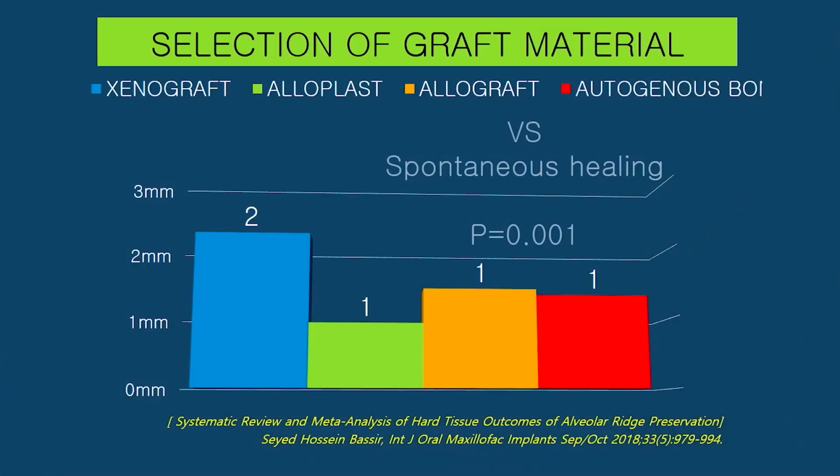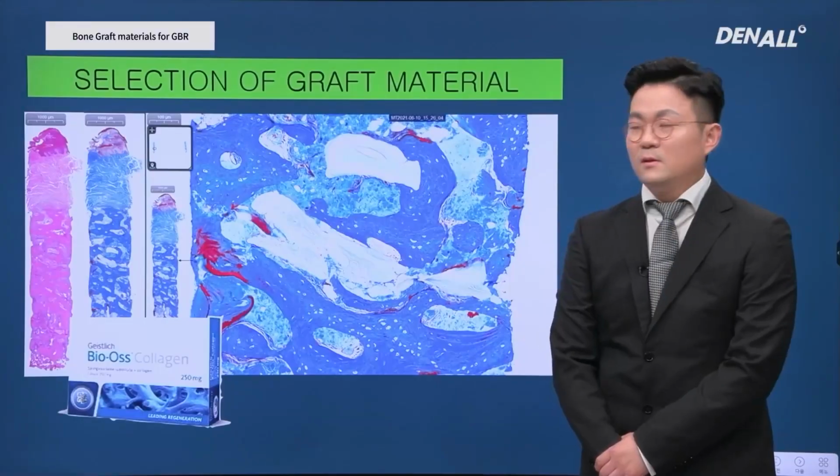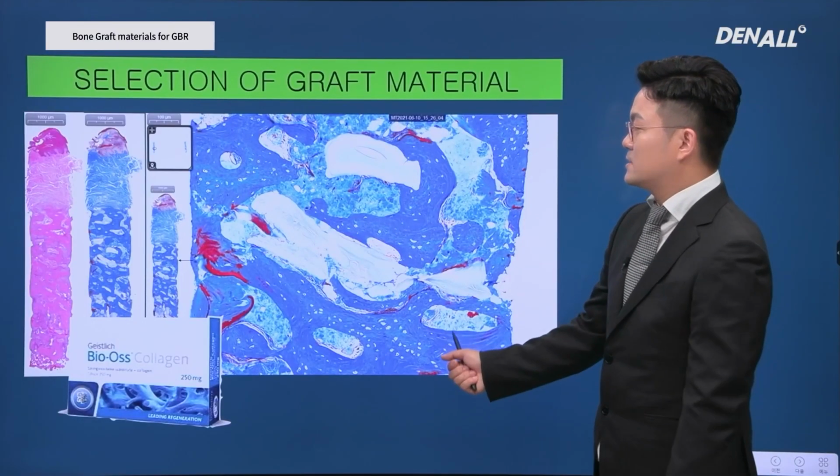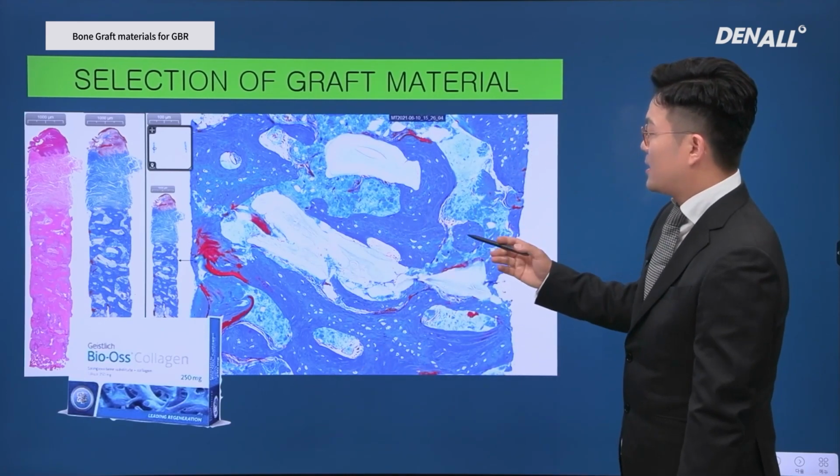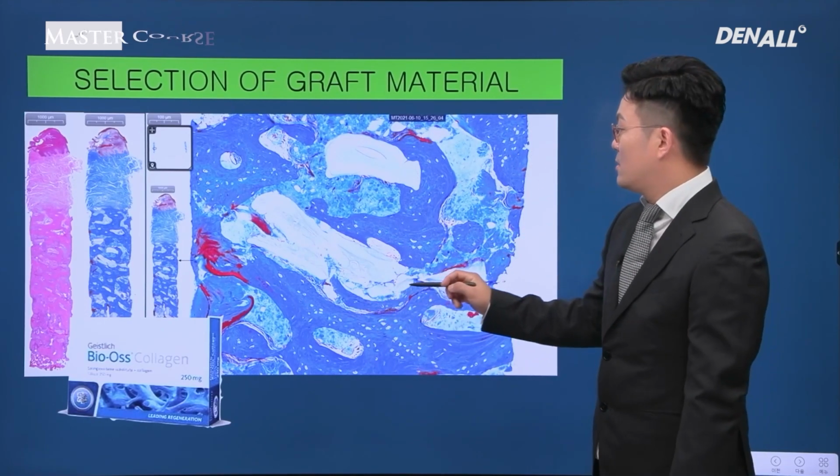The conclusion is xenograft is resorbed least, compared to spontaneous healing without grafting. Compared to allograft, xenograft maintains the site better. This is the result of biopsy using BIOS. BIOS collagen was used. Result of biopsy. The result is very good.